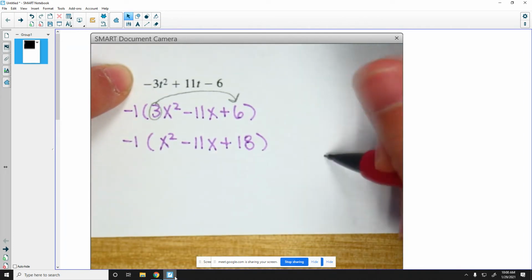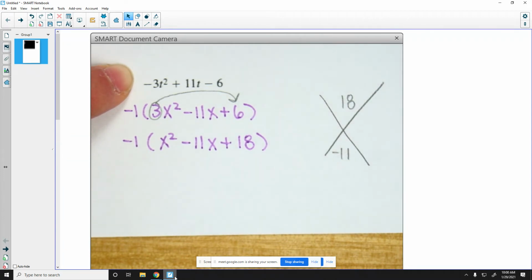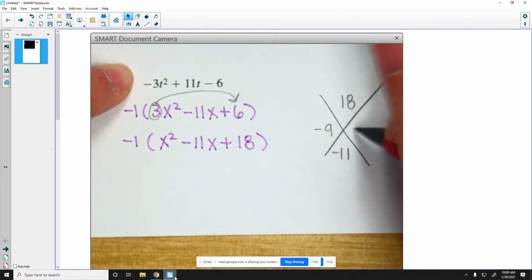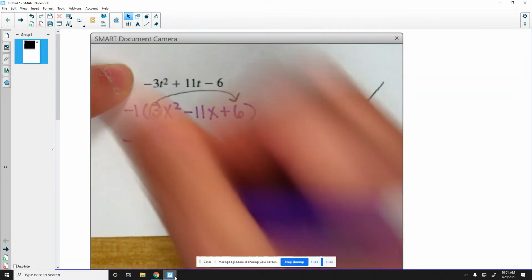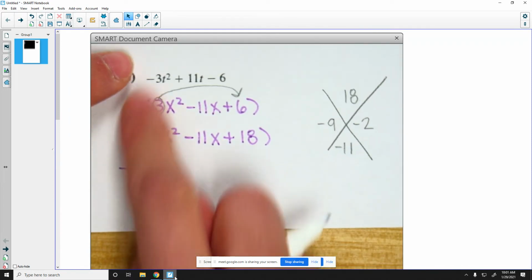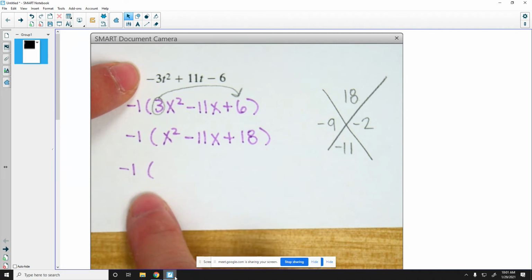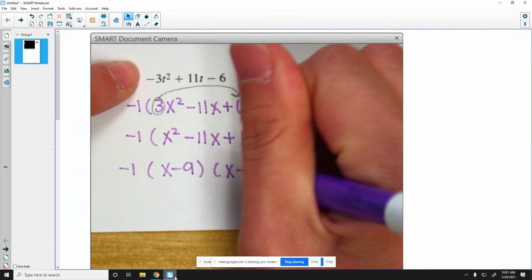Step number 3, let's do big X. So you have 18 and -11, -9 and -2, right? Because it has to equal a positive. So negative times a negative is a positive, but it does add up to a negative. So you still have this -1 on the outside, guys. Please don't lose it, okay? If you forget to write this negative, then your entire thing becomes wrong. You have x minus 9, x minus 2.